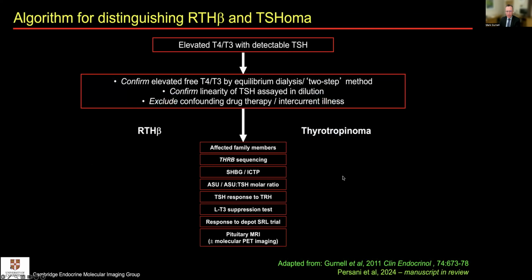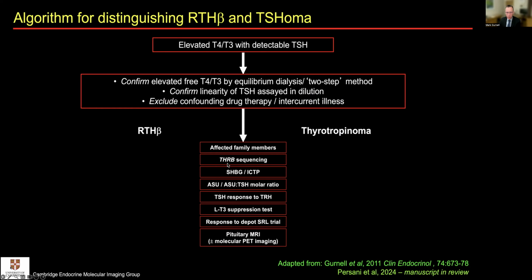So this is an added entity now which can be put into the algorithm to help us to separate out RTH-beta and TSH-oma. So going right back to where we started in this talk, it's always important to make sure that before we jump the gun, we've excluded any interference in free T4 and free T3 assays, indeed the TSH assay, and we've also thought about the potential confounding effects of drug therapy or intercurrent illness. But then once we've worked our way through and we're trying to distinguish between RTH-beta and TSH-oma, there are a whole combination of different tests that we might need to use.